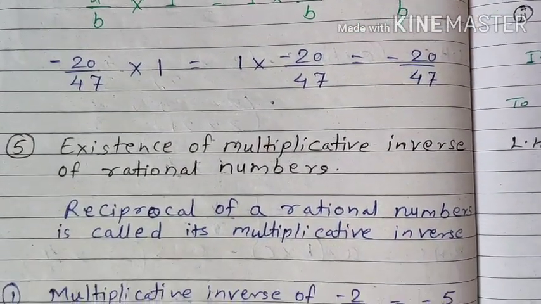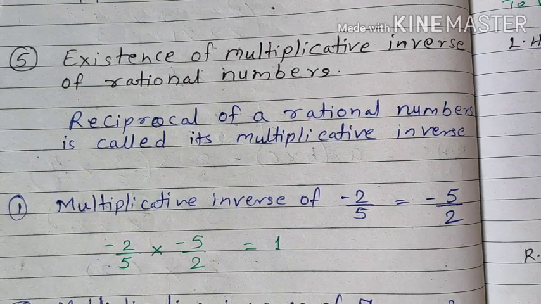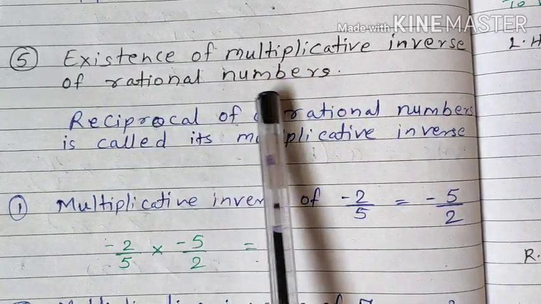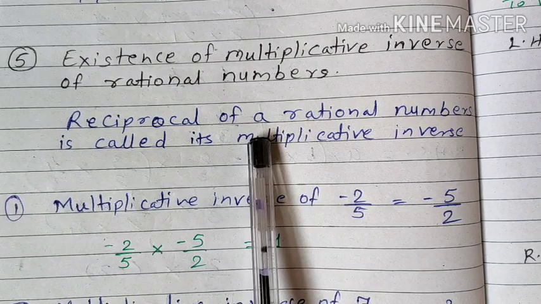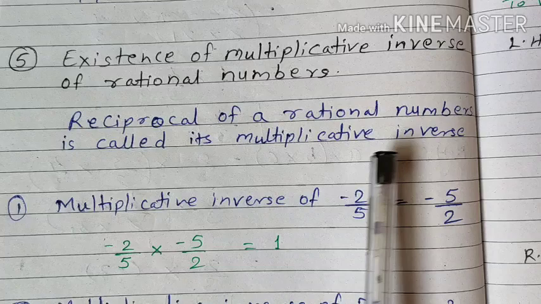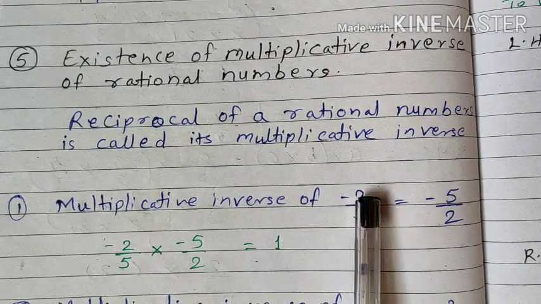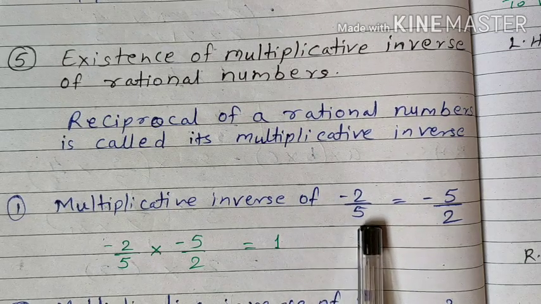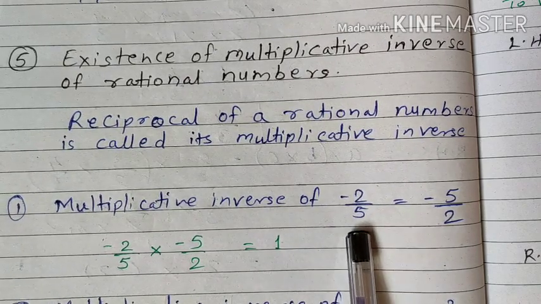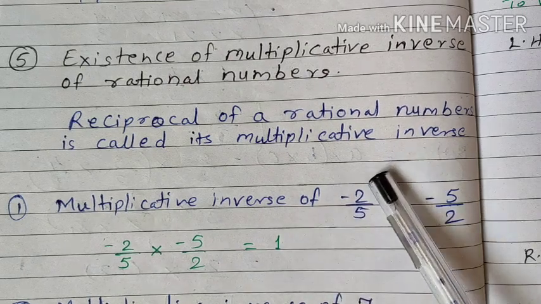Next, our next property is existence of multiplicative inverse of rational numbers. So the reciprocal of a rational number is called its multiplicative inverse. If we want to find the multiplicative inverse of minus 2 upon 5, just make a reciprocal of this. This denominator will become the numerator and the numerator will become the denominator. We will just reverse this.